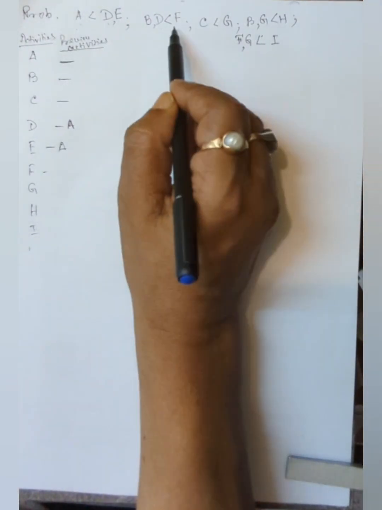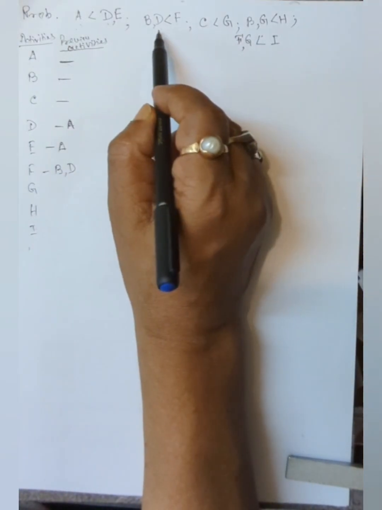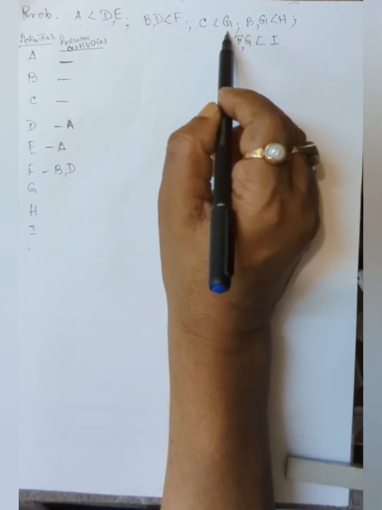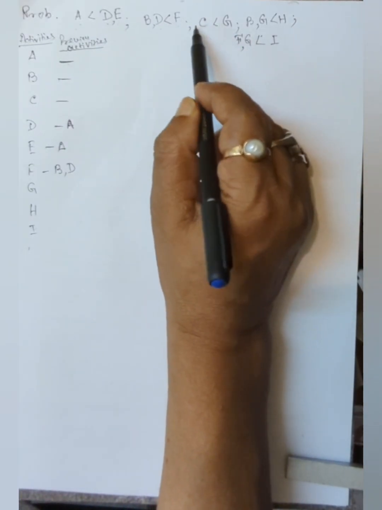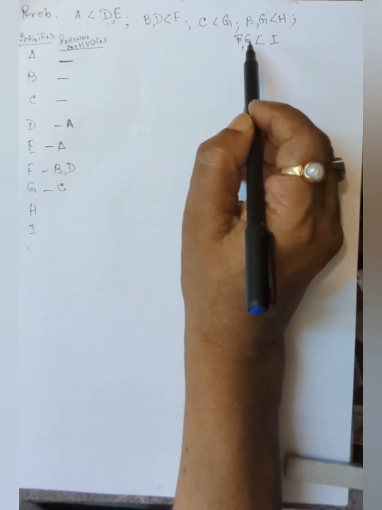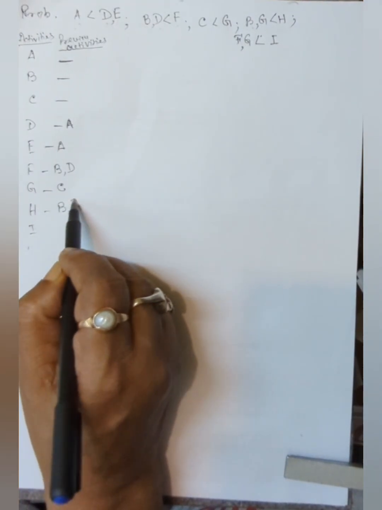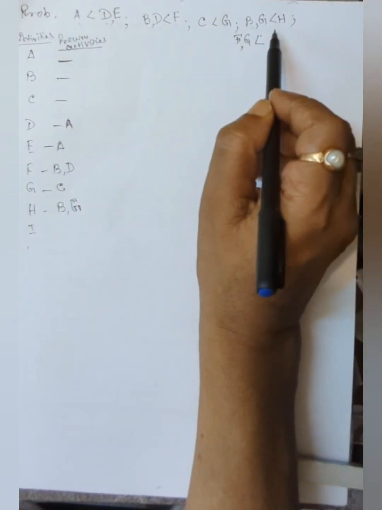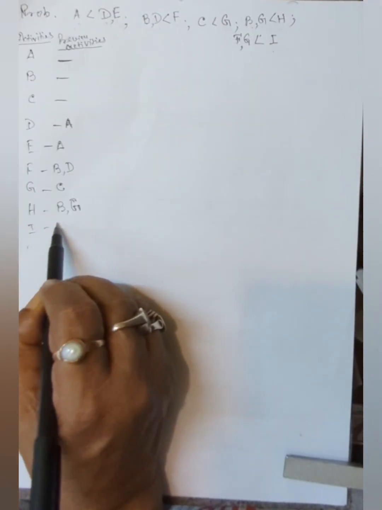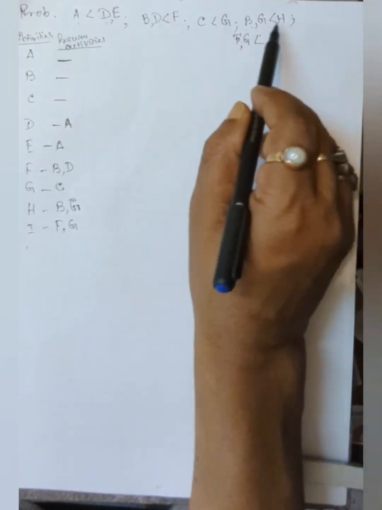Then F. For F, the previous activities you have to complete are B and D. These activities are to be completed to start F. C < G means C has to be completed to start G. For H, B and G are to be completed before starting H. And for I, F and G are to be completed, only then you can start I.